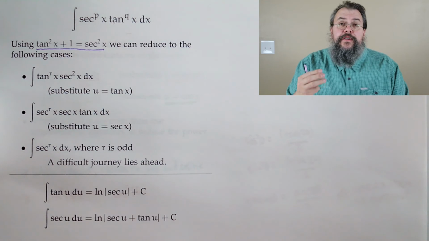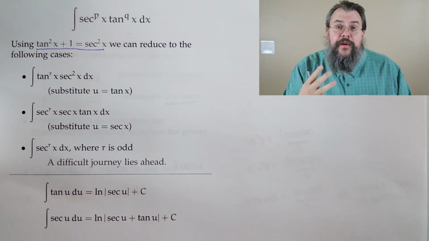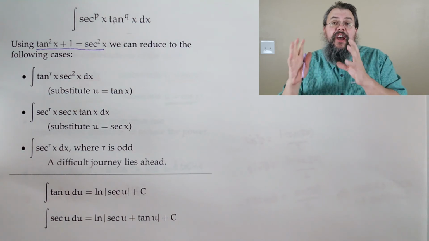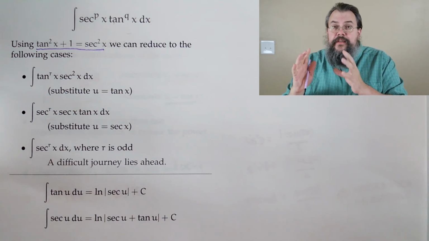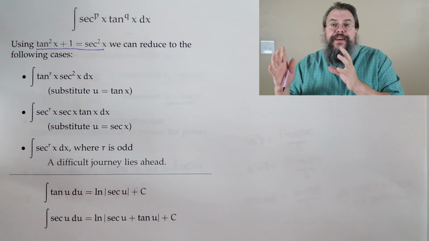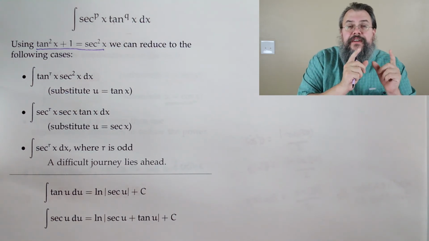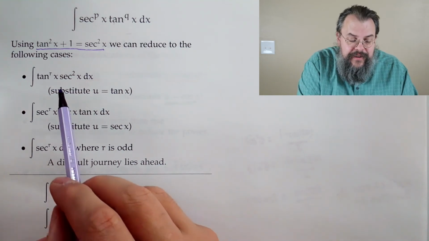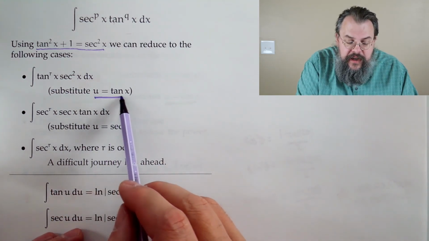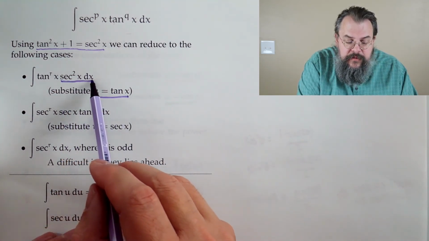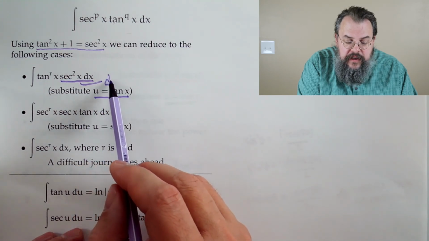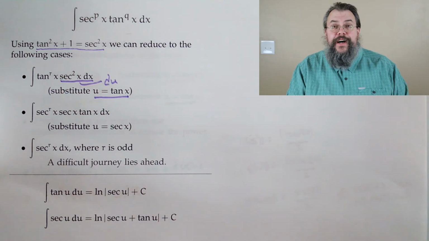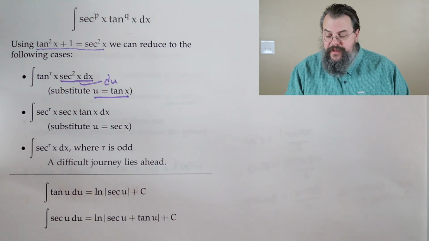And with that, we can do one of three things. One thing we can do is say, if I can make it look like a tangent of stuff, so an expression just involving tangent times a single secant squared. Perfect. Because if we substitute u equals tangent of x, then this last term here, secant squared x dx, is our du, and we're off to the races, off to algebra. Life is good.